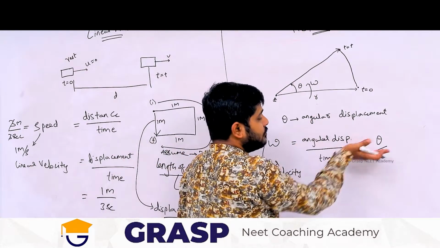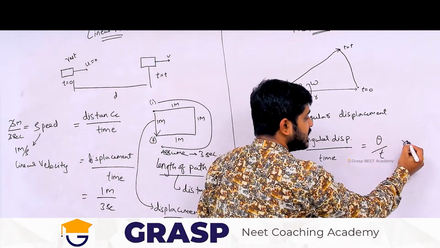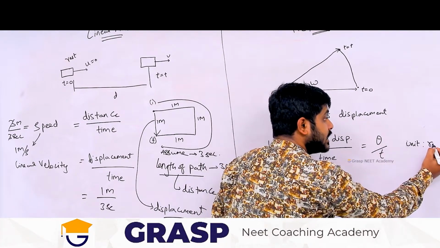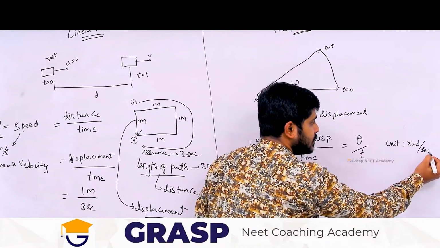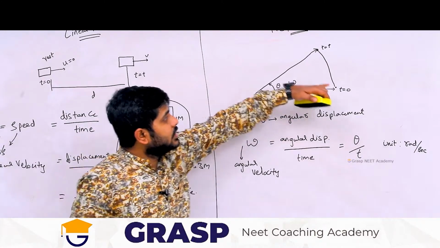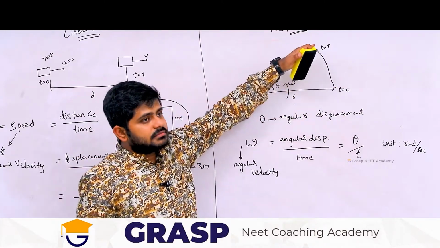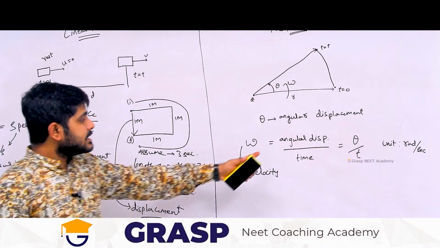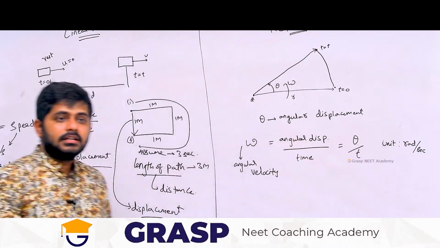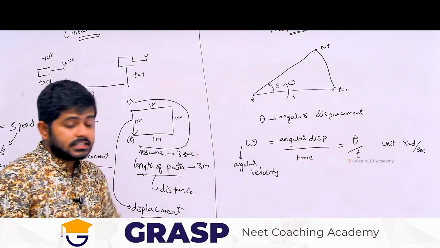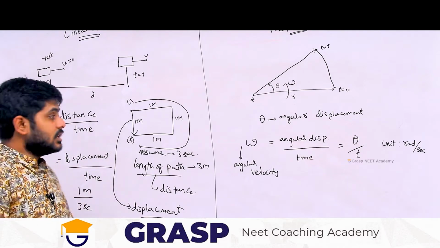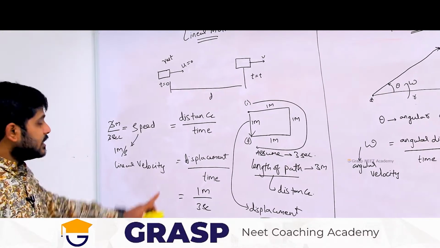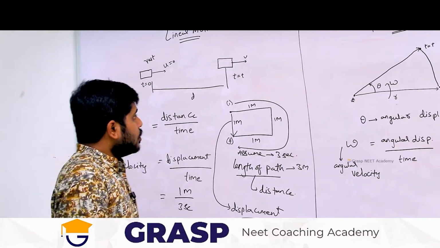Theta has units of radian, so the units here are radian per second. If it rotated 30 degrees, we consider it as 30 radian per second. So, angular displacement by time is angular velocity, and linear displacement by time is linear velocity.